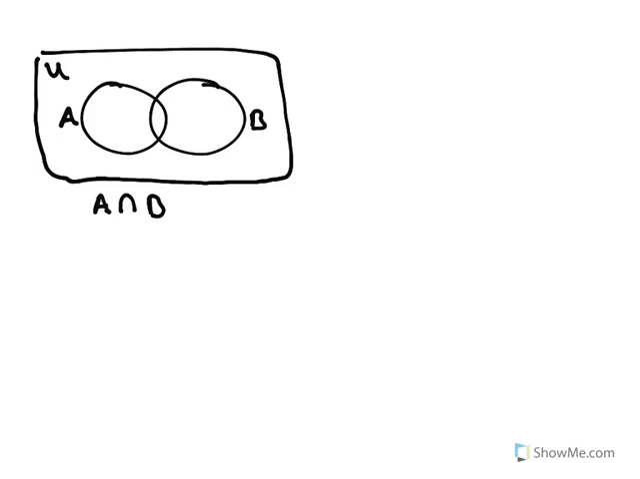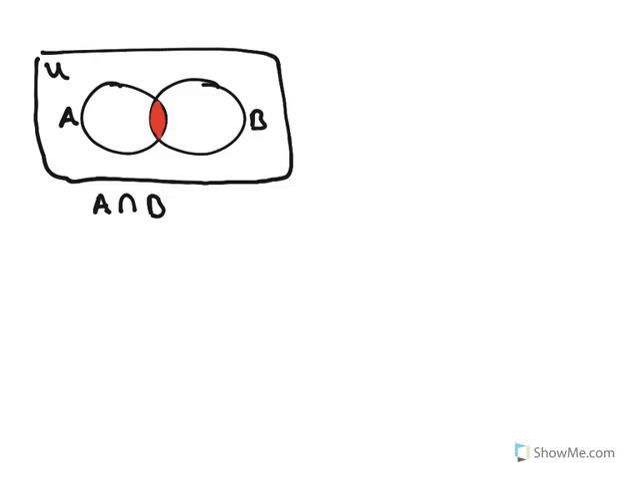Okay, so the intersection, this is really easy because if you have two subsets, where they overlap will be what they have in common. And the only place where A and B overlap is right here. All right, so that was very easy.